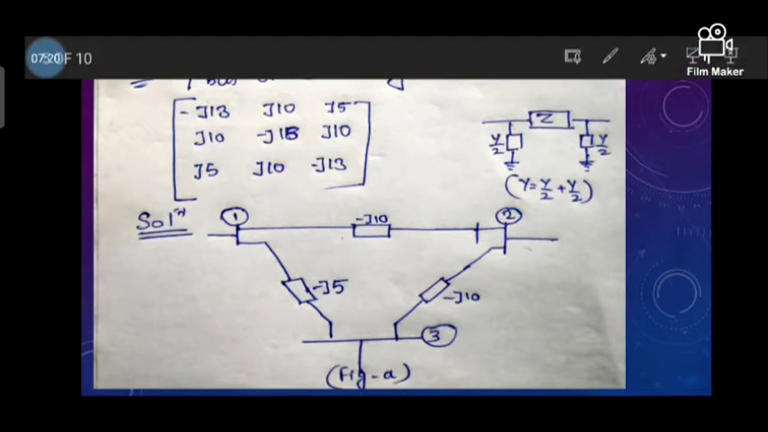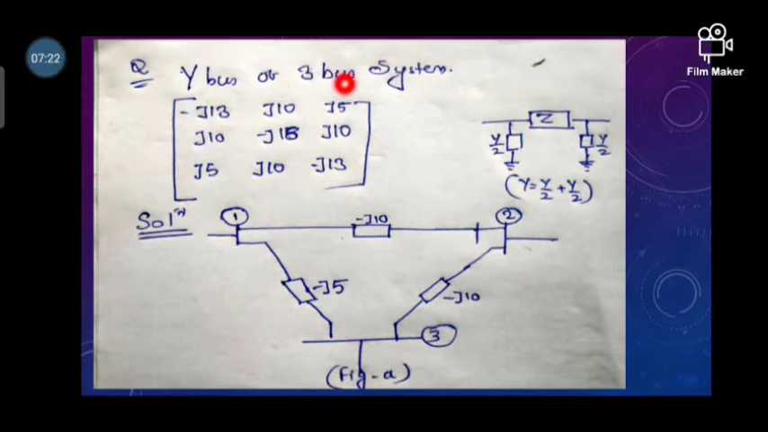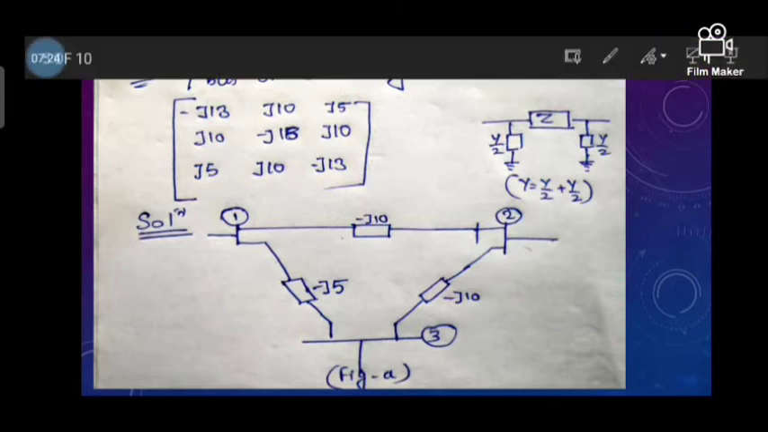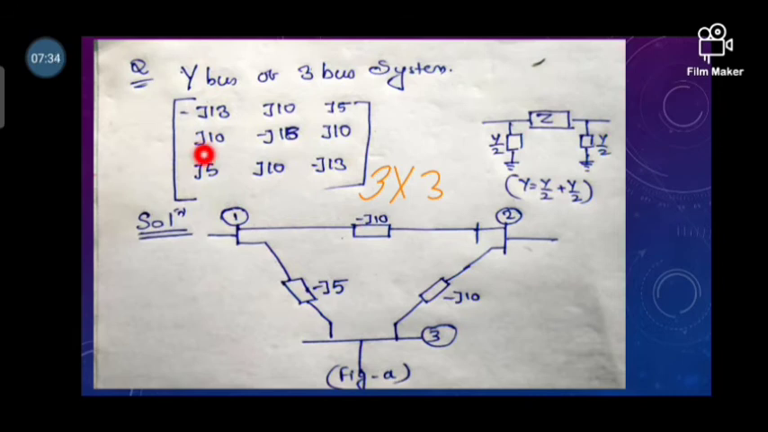That is your Y-bus for a 3 bus system. A 3 bus system means the number of diagonal elements is 3, so the matrix is a 3 cross 3 matrix. So this is your Y-bus matrix, and it is asking about finding the shunt parameter.